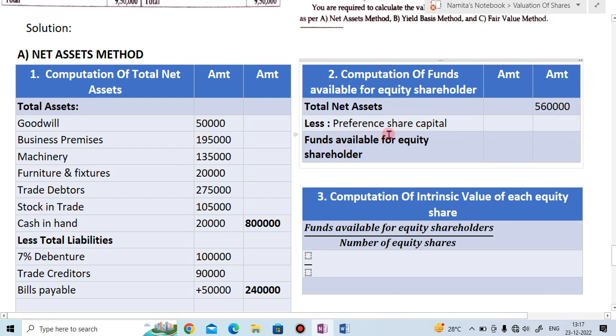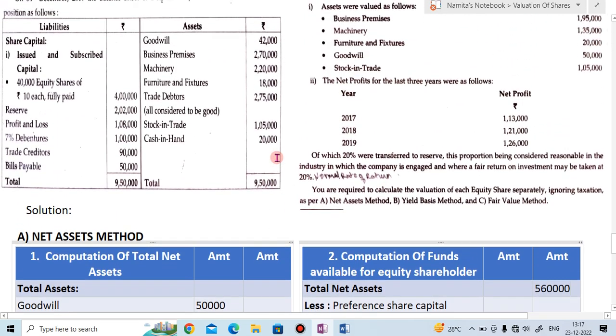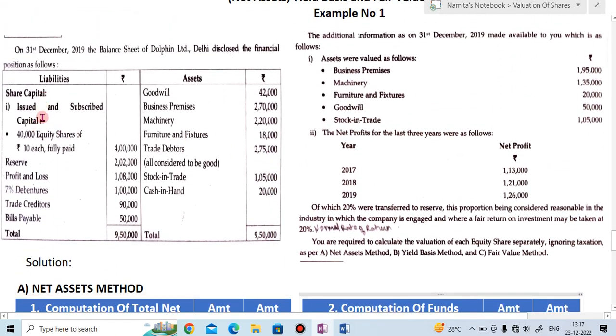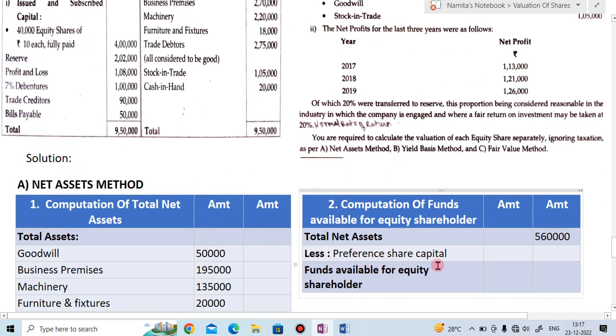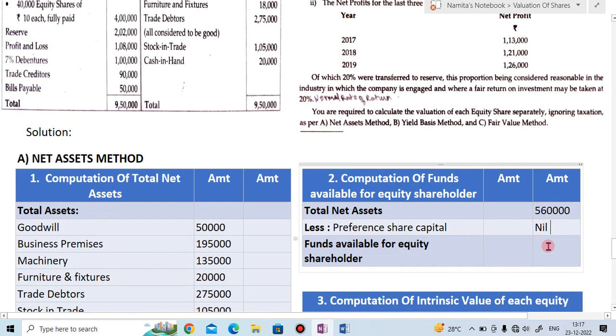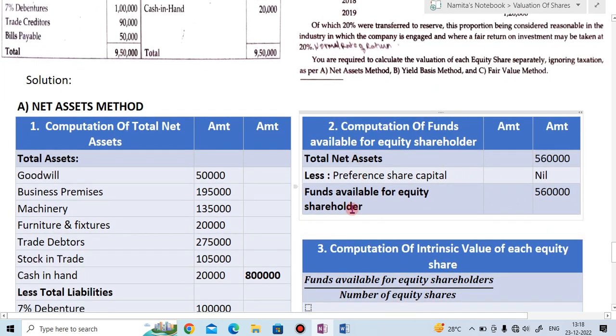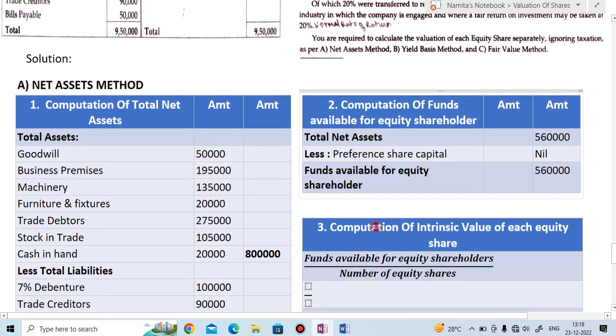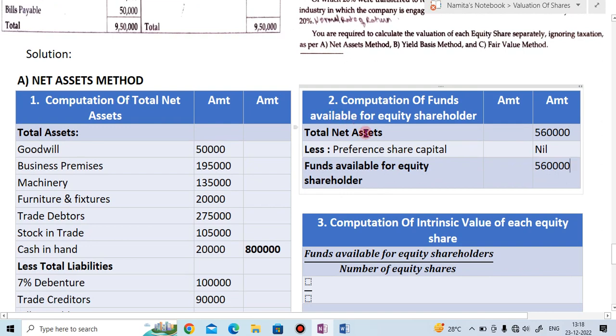Less what? Preference share capital. Now check the liability side in the balance sheet. Is there any preference share capital? No, only equity shares are given. So there is no preference share capital, so write nil. Now what is the remaining fund available for equity shareholders? 5,60,000. Okay, 5,60,000 is the fund available for equity shareholders. So step number 2 is completed.